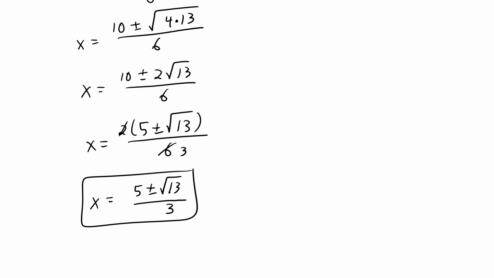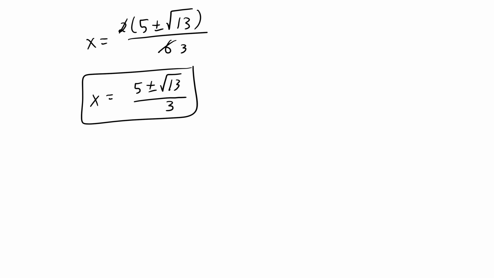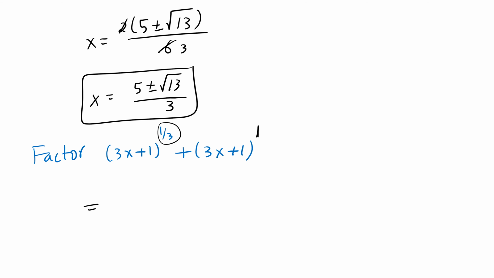Now we can look at more factoring, something like (3x plus 1) to the 1/3 plus (3x plus 1). When we take the greatest common factor, that would be the greatest factor that can be common among the 2 or more terms. Here, this is 1/3 as an exponent. This is 1. We always take the smaller. So (3x plus 1) to the 1/3 is the smaller.